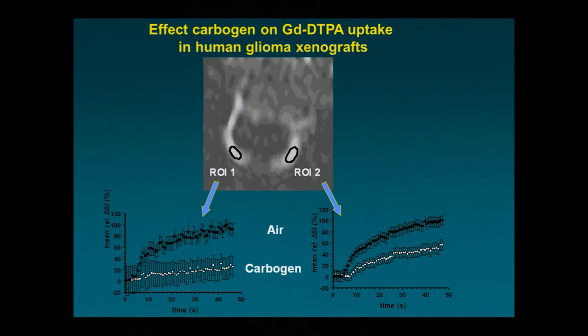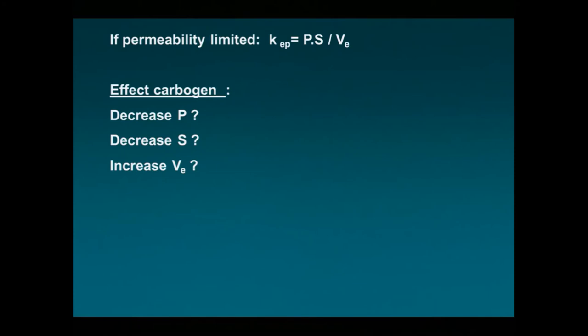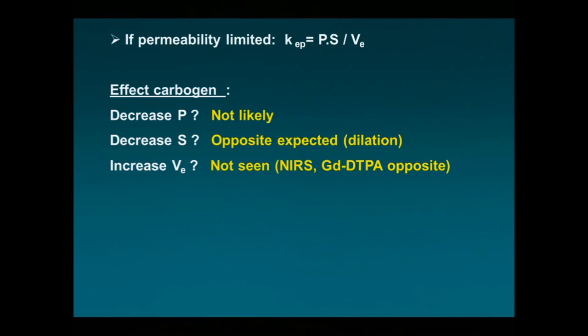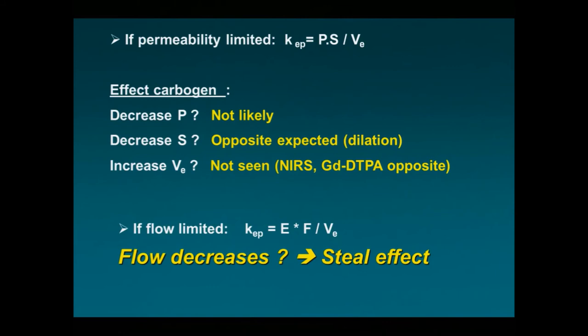If we are in a permeability limited situation, you can expect, for instance, that the permeability is decreased, that you have a decreased surface area or an increase of the extracellular space. So you can do other kinds of experiments or argue that neither of these effects is really of importance, and therefore it's more relevant to look at a flow-limited situation. In this expression, the reduction in the uptake rate constant would mean a reduction in flow. And that's what you commonly see in these kinds of subcutaneous tumors: with carbogen breathing, you get a kind of steal effect, that is, vasodilatation of the host vessels, but restriction of the vessel diameter in the tumors.